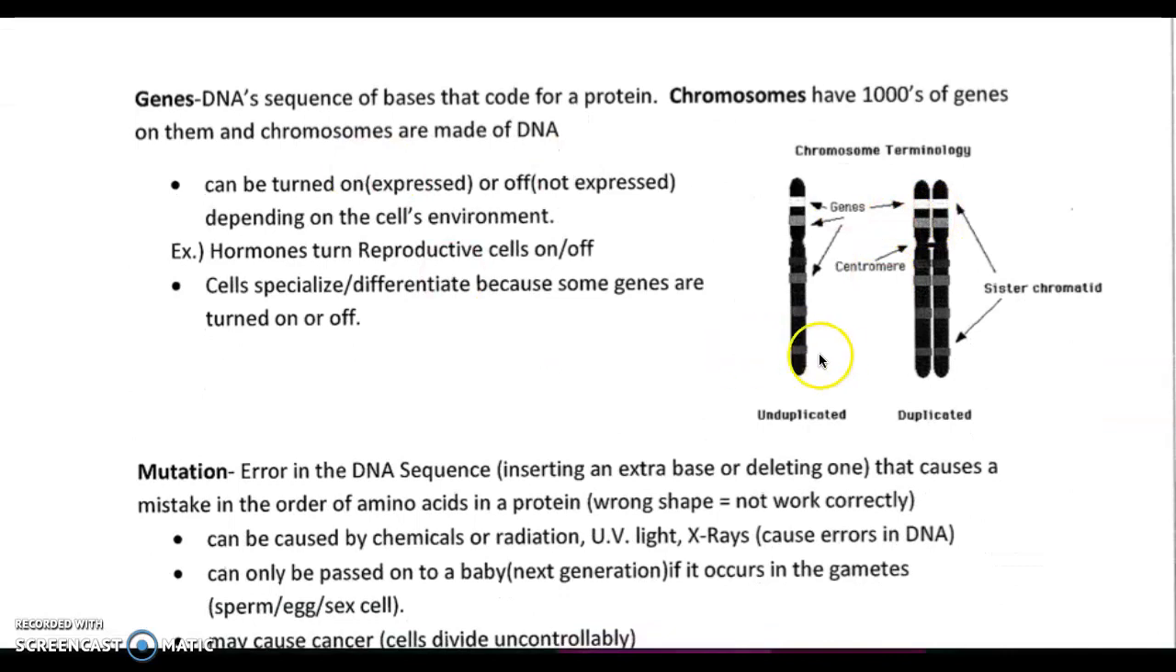Remember, you have your chromosomes here. This is an unduplicated chromosome. This is a duplicated chromosome. Each of these sections represents a gene, and each gene codes for a protein, okay? Proteins are very important in doing lots of things in our bodies. So here's the thing. Genes can be expressed or not expressed.